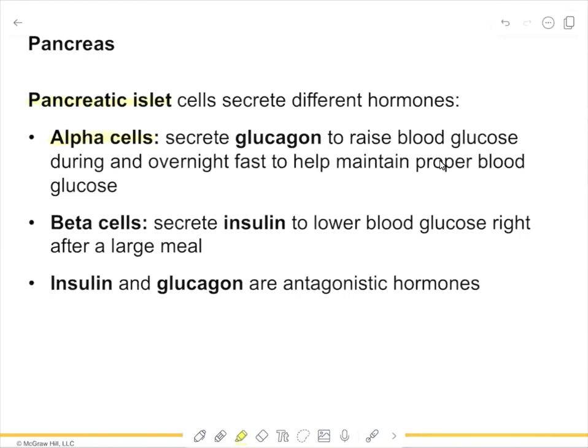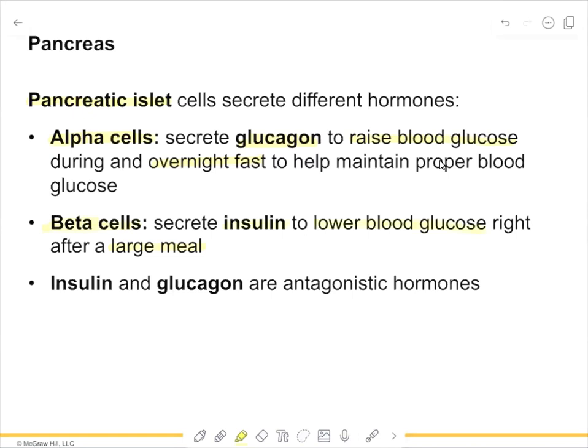The alpha cells secrete glucagon, and its job is to raise blood sugar during an overnight fast, for example. So whenever your blood sugar is low, your pancreas secretes glucagon from the alpha cells, and that raises your blood sugar. If you've just had a large meal, the beta cells in your pancreas are going to secrete insulin, and this does just the opposite.